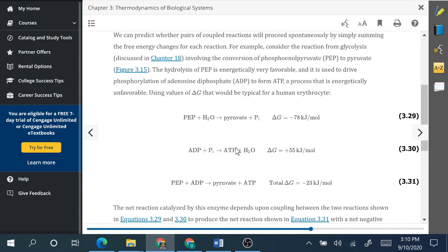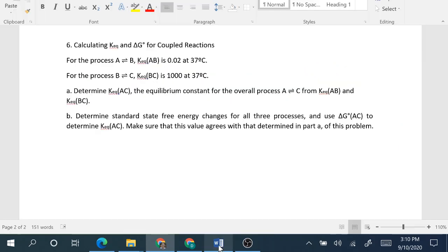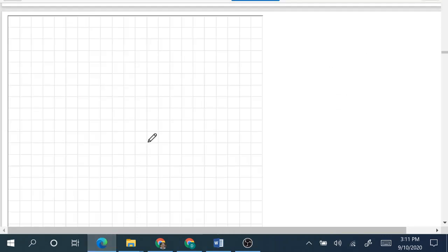But if we couple this positive process with the negative process, then we can get an overall negative process because we're adding things up. The water cancels, the Pi cancels, and we get PEP plus ADP yields pyruvate plus ATP. That total delta G is negative 23 kilojoules per mole, and since that one's negative, the process will be favorable. That's kind of what we're doing here. We have a coupled reaction with A and B and C, and we're trying to find AC: the equilibrium constant for A goes to C, and the delta G naught for A goes to C. We're going to calculate the delta G naught, in fact, for all of them. So let's go ahead and get started.